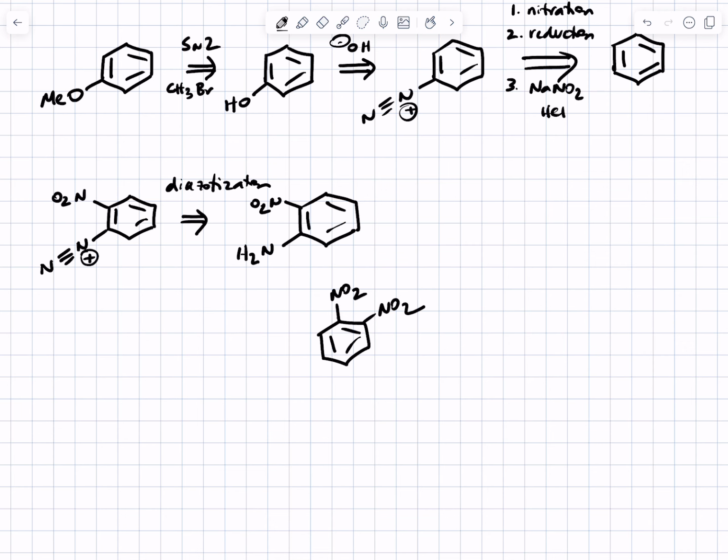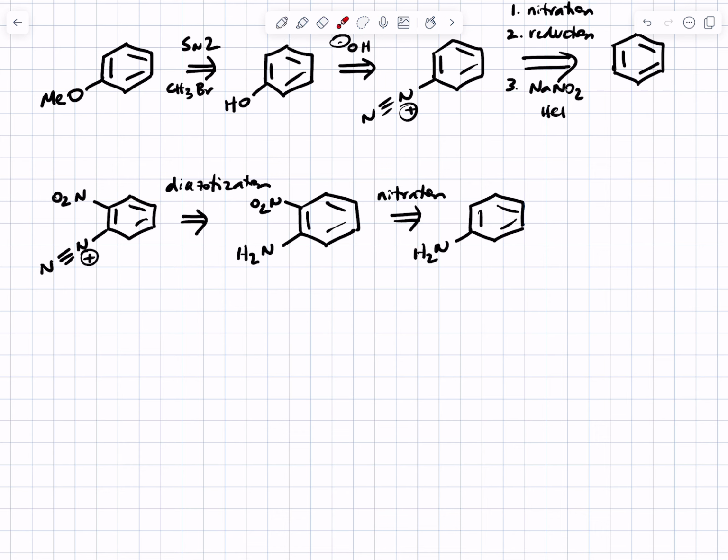How can I do the reduction and just reduce one and not the other? Probably that's not going to be efficient. Probably there was a better way. So to avoid that, what we'll do is say, okay, let's do the nitration in the presence of the aniline, and we can check ourselves and say, hey, is that going to work to put the nitro on the right carbon?